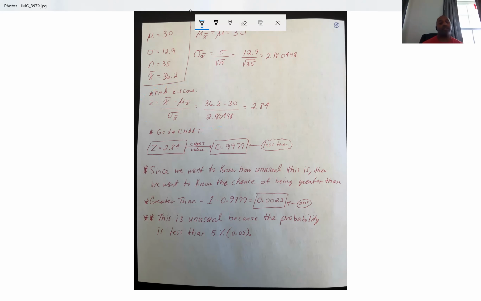So before we go to any conclusions, does anybody have any problems with what we've done? Make sure we're all right. All right, so the first statement I have here, after you've been to the chart: since we want to know how unusual this is, we want to know the chance of being greater than. If we were just dealing with less than, we would take the chart value, but we want greater than, so we subtract it from 1, and we get 0.0023. So this is unusual because the probability is less than 5%, which is 0.05.